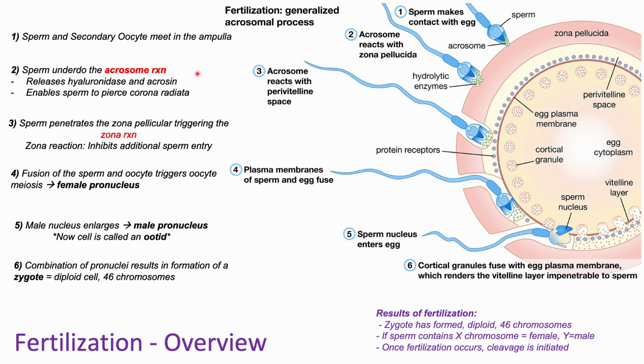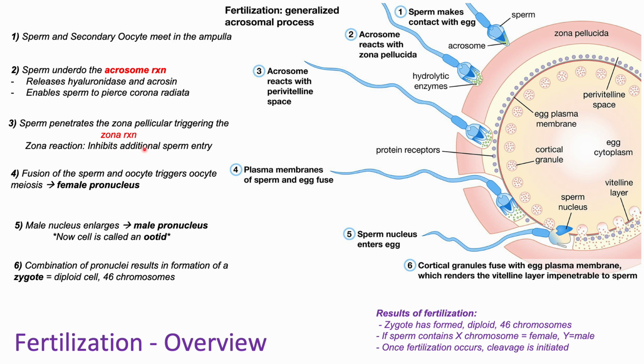and this is going to be all of those enzymes that are present within the acrosome of the sperm. They are going to release different enzymes such as hyaluronidase and acrosin. These are just different enzymes to break down proteins that are found within the corona radiata. So once the sperm are able to penetrate the corona radiata, the sperm are then going to bind to the zona pellucida, and this is going to cause something known as the zona reaction.